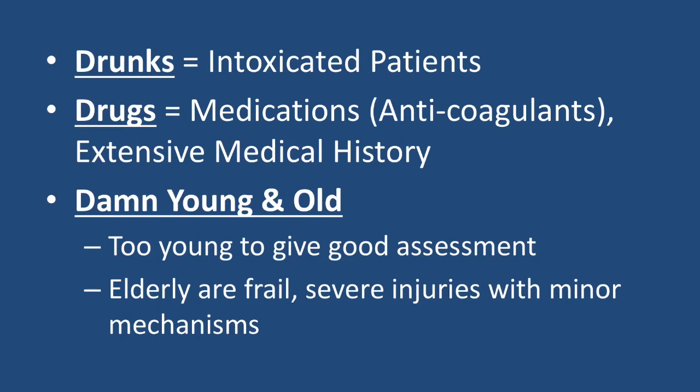And the last thing is, remember your high-risk patient populations. Think of the 3 Ds. The drunks, so patients that are intoxicated; drugs, patients that are on anticoagulants or have an extensive medical history; and the damn young and old. Now we know that young people are hard to assess because they don't necessarily interact with you very well, and we know that elderly patients are more frail and can suffer severe injuries even with relatively minor mechanisms. So use these tools to help you assess patients at the scene of the MCI.